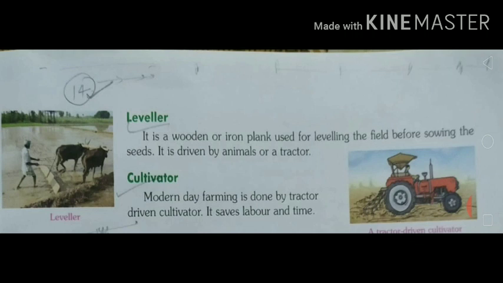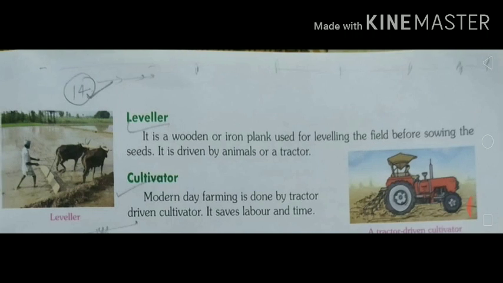To level the soil, pressing the soil after plowing is very necessary. Otherwise the soil, which is very fertile, you know that topsoil is very fertile, if it is not leveled by the leveler, that topsoil is blown away by wind or washed away with water. So that's why the leveler is used to level or press the soil. It is a wooden or iron plank used for leveling the field before sowing the seeds. It is driven by animal or tractor. Now cultivator.